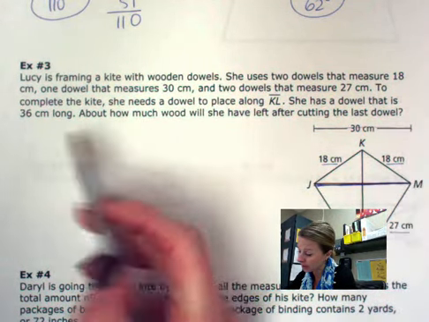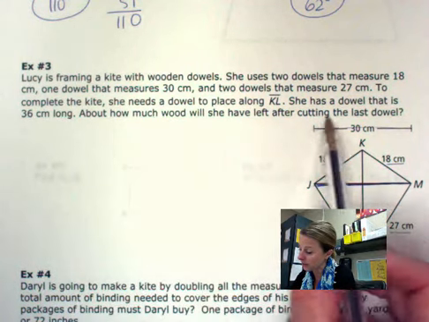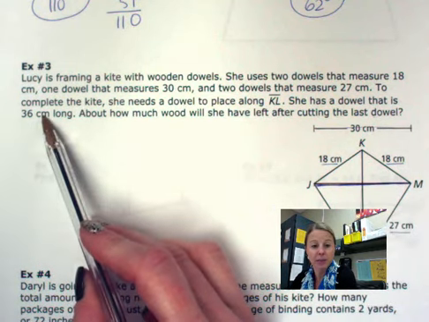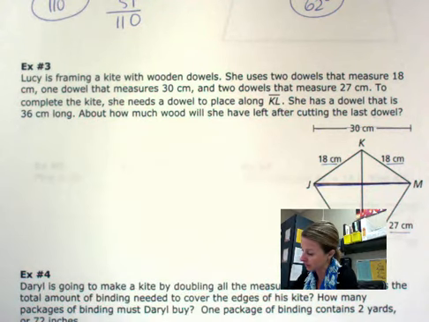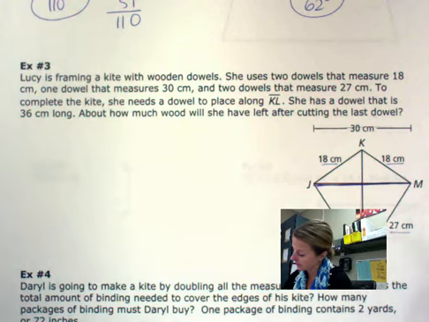She has a dowel that is 36 centimeters long. About how much wood will she have left after cutting the last dowel? So this is implying that 36 is going to be a little bit too big, so we should get something hopefully less than 36. Okay, so let's mark on our picture some key elements.